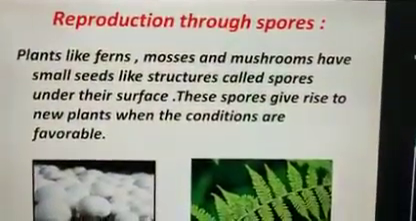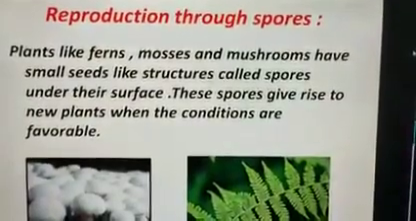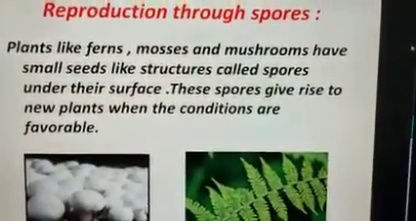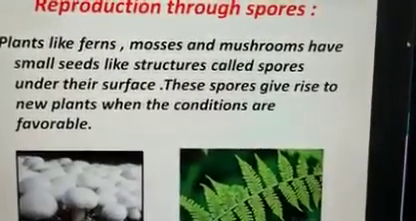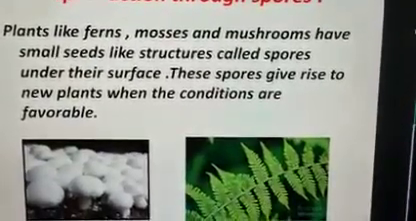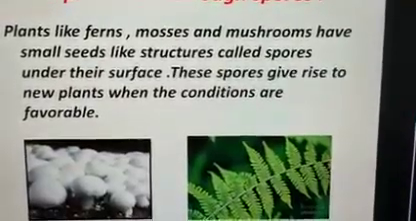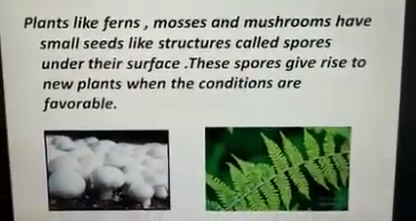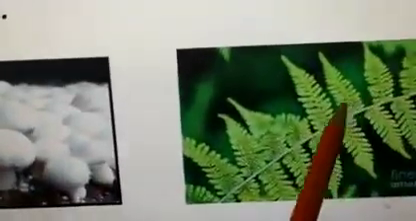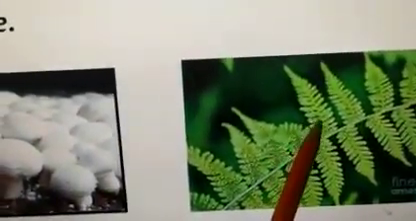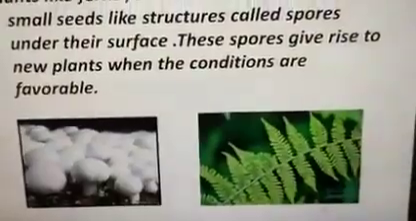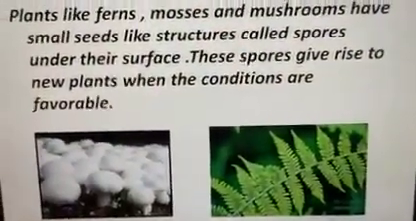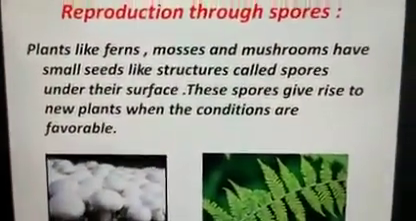Now move to the next topic, that is reproduction through spores. Plants like fern, mosses and mushroom have small seed-like structures called spores under their surface. These spores give rise to new plants when the conditions are favorable. As in the diagram below, you can see in the fern leaves, black dots are shown, which are called spores, which give rise to new plants under favorable conditions.